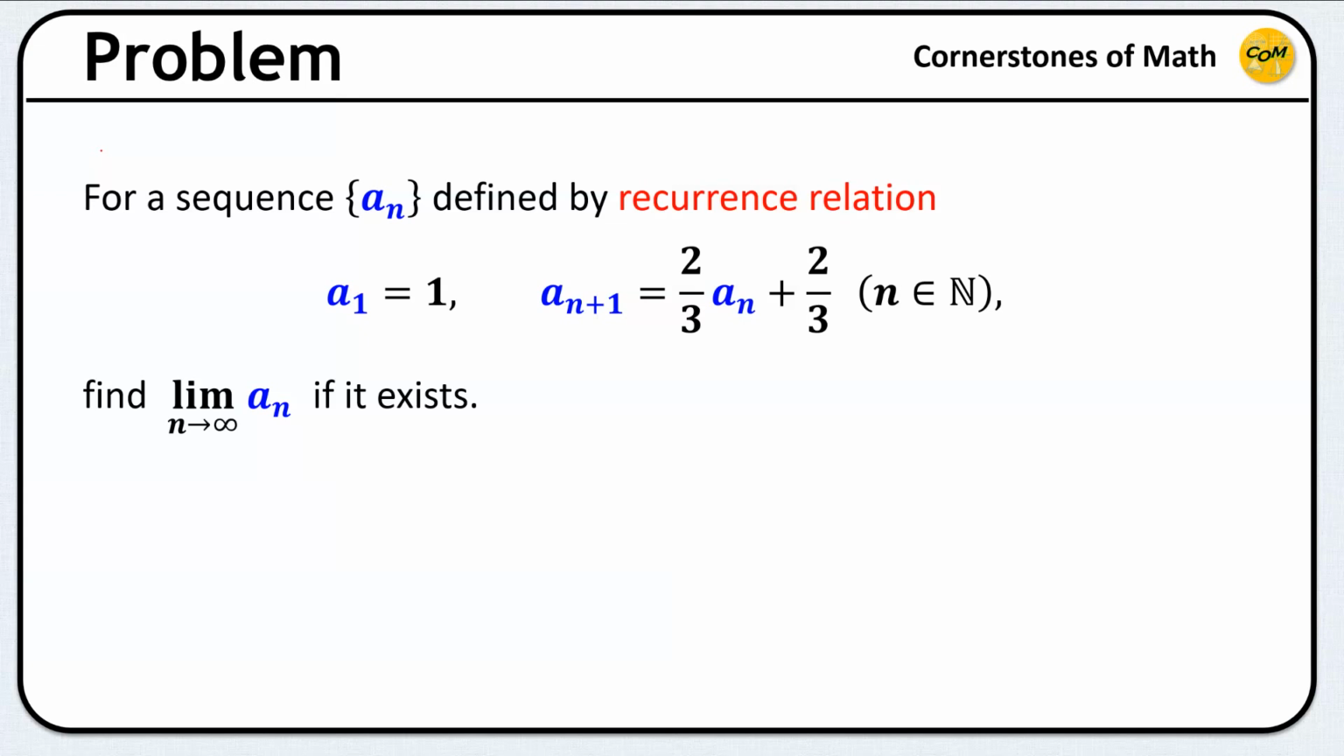In this video, I am going to explain one of the cases where students frequently use the wrong method to solve the problem. It says, for a sequence a_n defined by recurrence relation, the first term a_1 is 1, and a_{n+1} is given as 2/3 times a_n plus 2/3 for all natural numbers n. Find the limit of a_n as n goes to infinity if it exists.